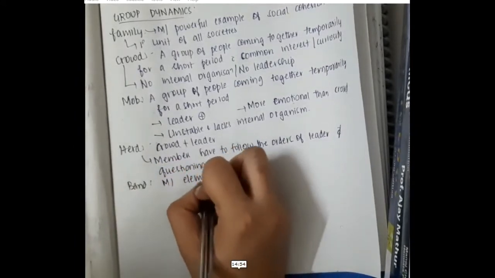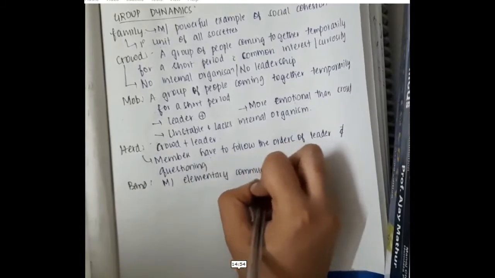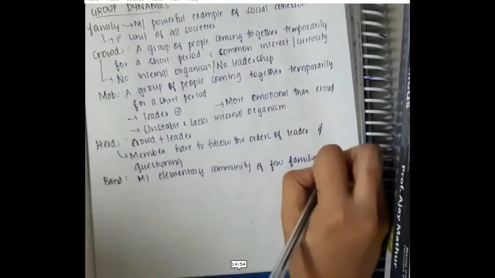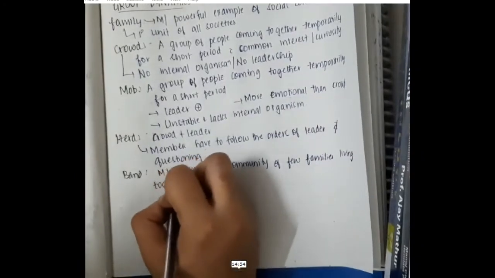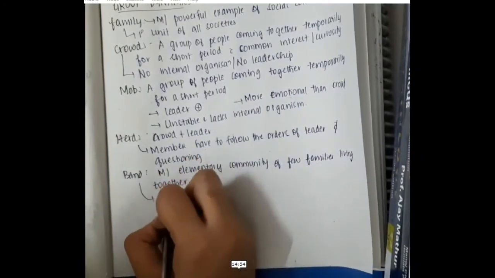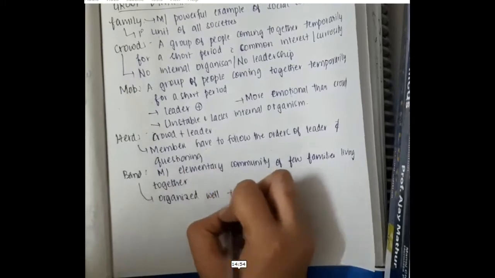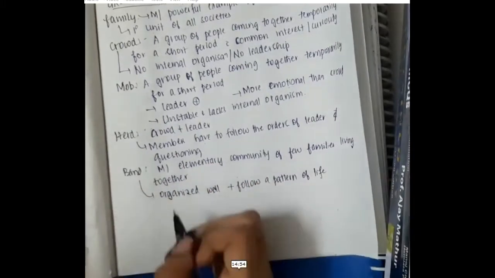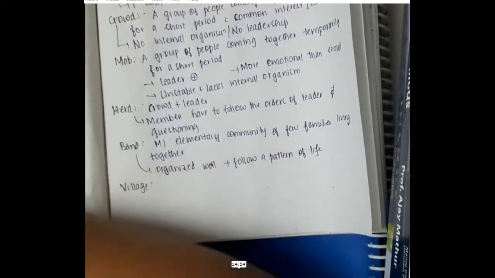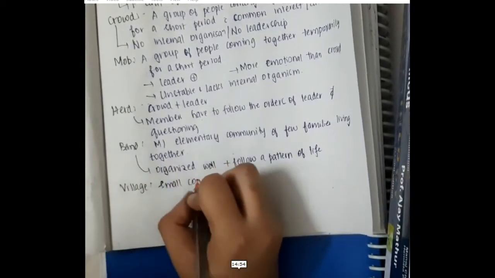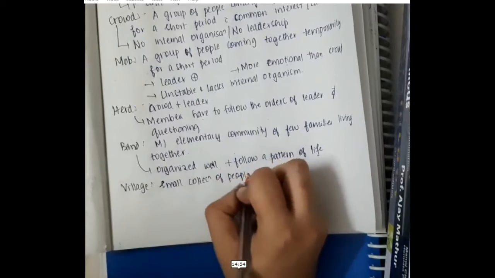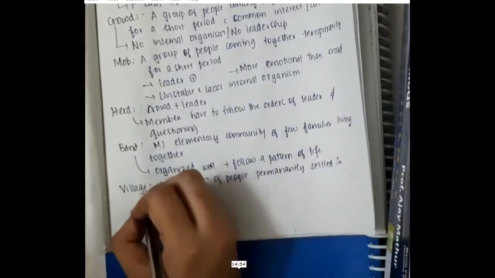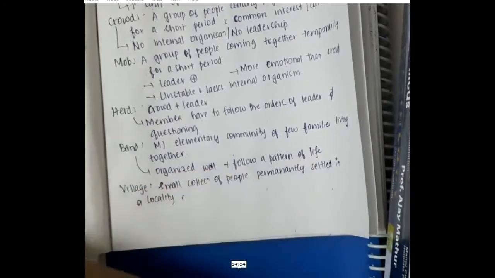Then we have band. Band is the most elementary community of a few families living together. This band is organized well and it follows a pattern of life. That is band. Then village. Village is a small collection of people permanently settled in a locality, with homes and cultural equipment.